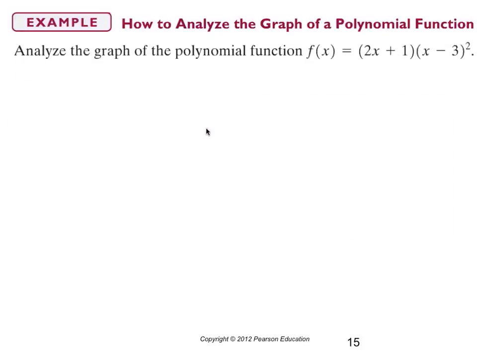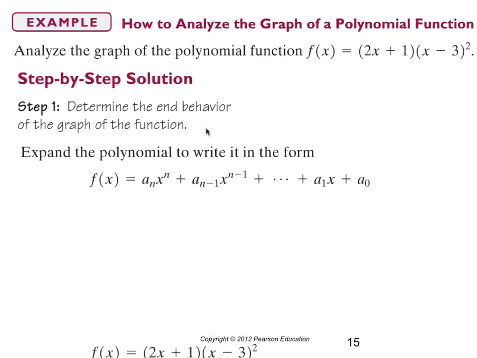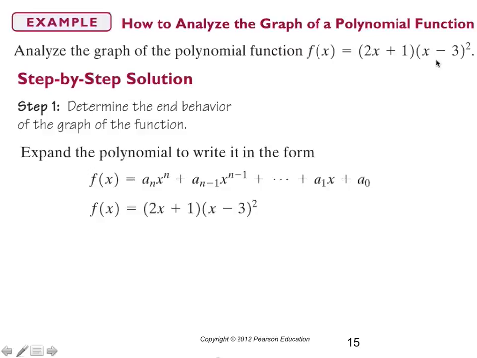So let's look at this graph here. We have f of x equals 2x plus 1 times x minus 3 squared. So the first thing we want to do is go ahead and determine the end behavior. Now, you don't have to multiply this all the way out, but it is important to think about what you would get if you actually did multiply this all the way out.